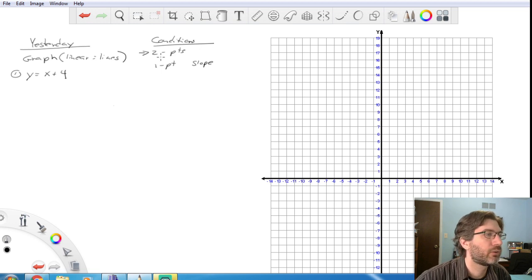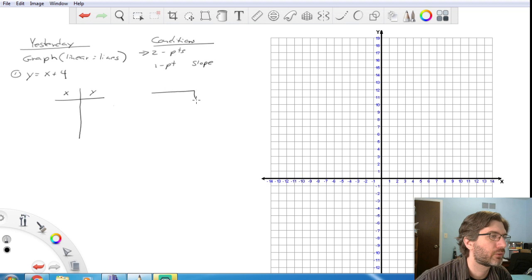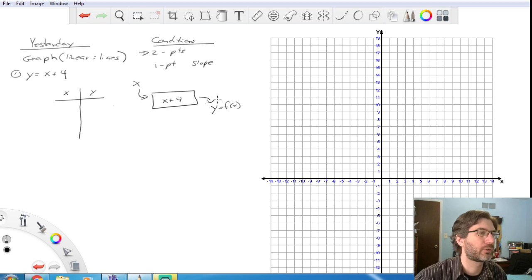So what you're going to do is make an XY table for these. You should have a table written somewhere. And this is your function. Your function is a machine. Its rule is take x and add 4 to it. So your input x goes in, you add 4 to it, and out comes your output, which is y, the same thing as f of x. These are interchangeable terms. So x goes in, y comes out.